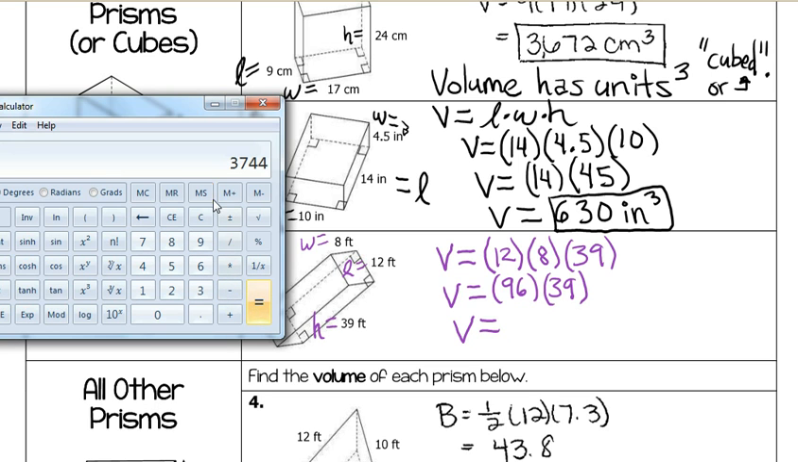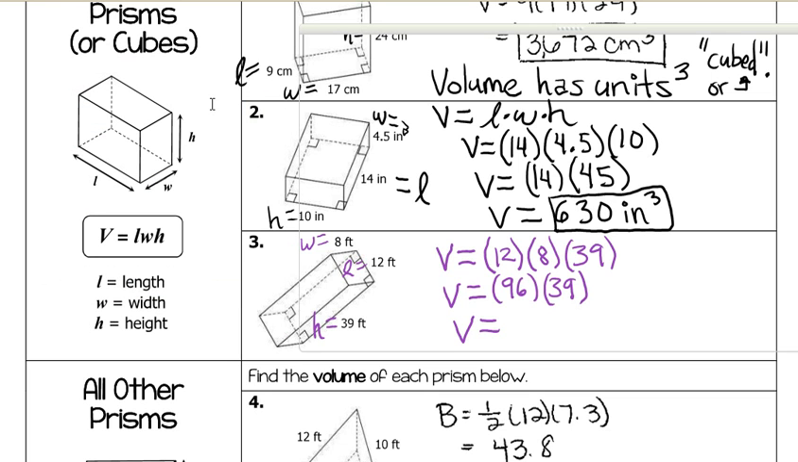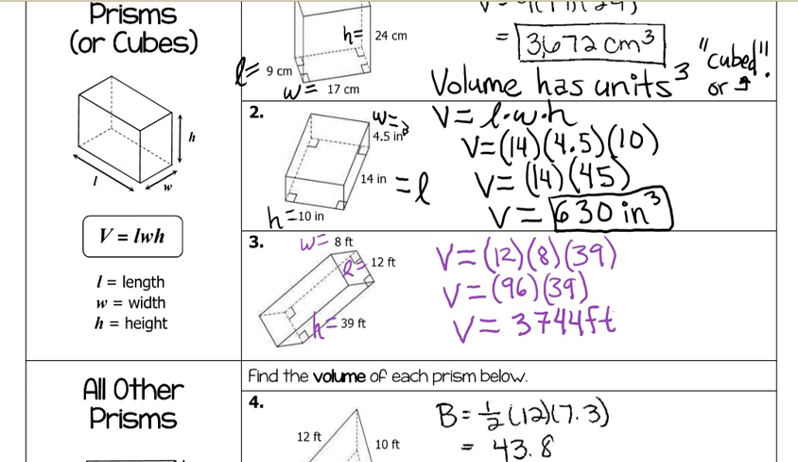Remember that number, 3,744. Sorry, I suffer from short-term memory loss. Just kidding. Feet cubed, so 3,744 feet cubed. Box your answer. So these are pretty straightforward.